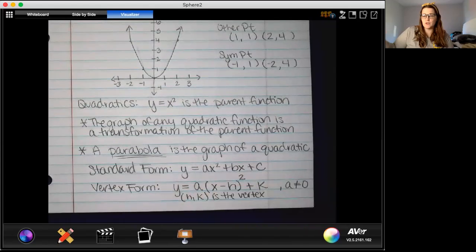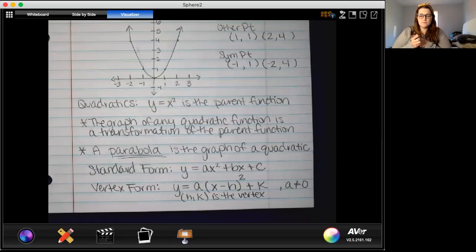Much like when we did point slope or slope intercept, the name represented what you found. So point slope, you saw a point and a slope. Slope intercept, you saw the slope and the intercept. Vertex form, you can see your vertex.